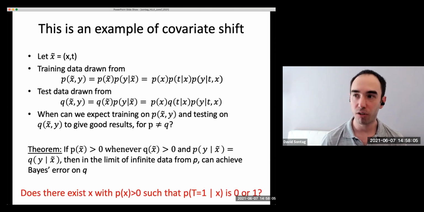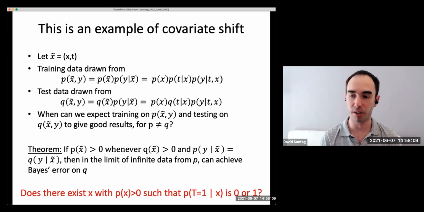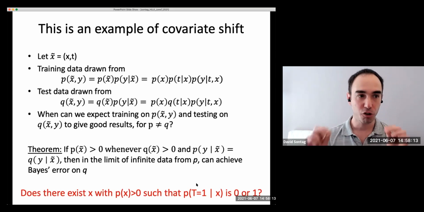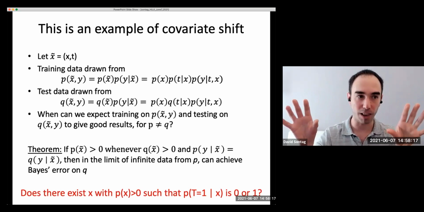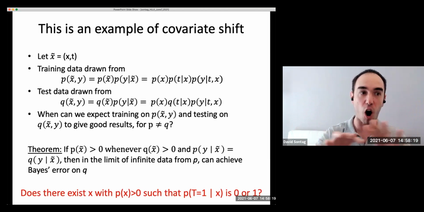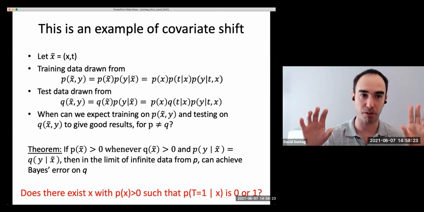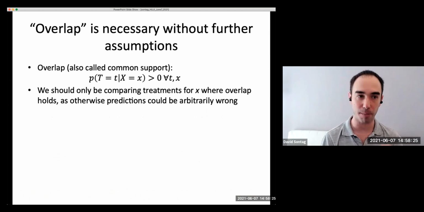And so what one needs to know is, does there exist X with P of X greater than 0 such that in your training data, the treatment assignment mechanism is deterministic? That would be a violation of this overlap assumption. And if that happens, then all bets are off. You would never be able to say what would happen to a patient under the corresponding treatment regime. So here's a simple example of that.